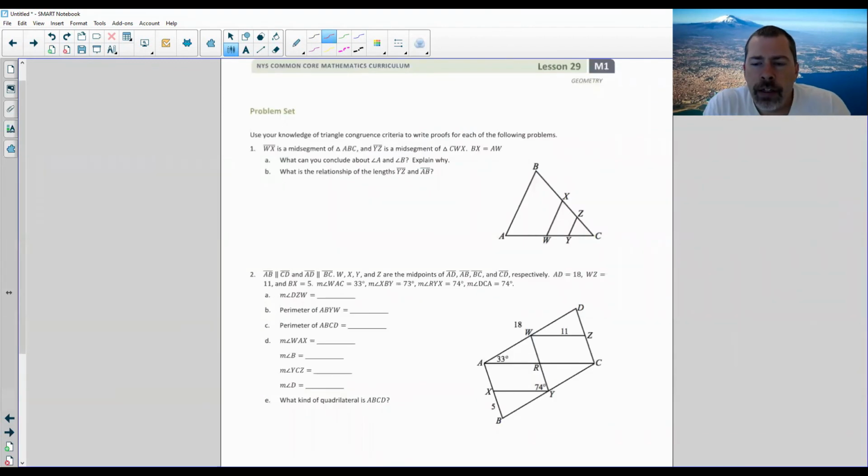Okay, this is the end of lesson 29. I thought this was a little bit more interesting than writing proofs, but the proofs were the necessary evil in making our lives easier when answering questions about diagrams. Go to your problem set.